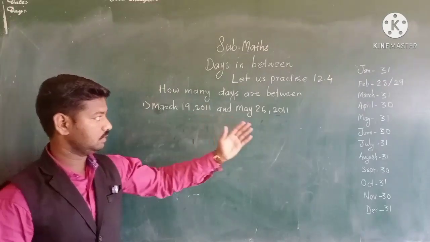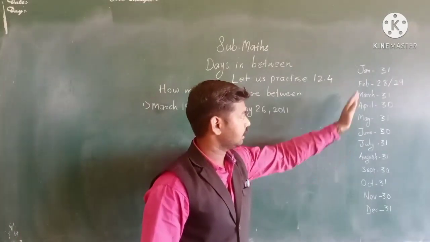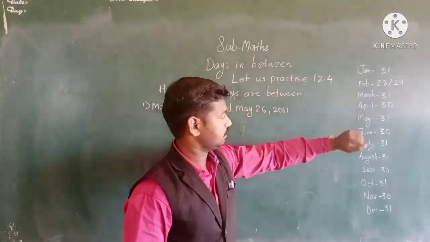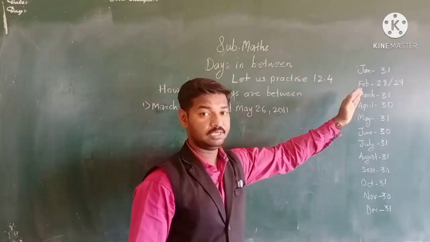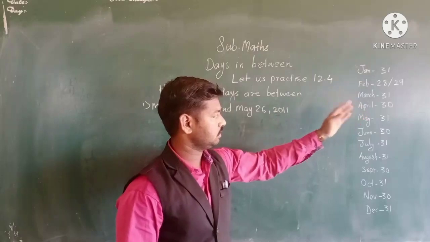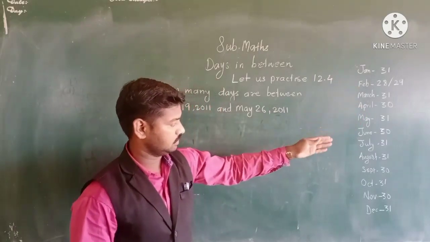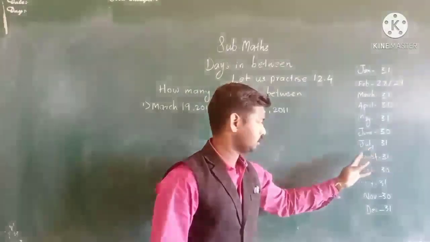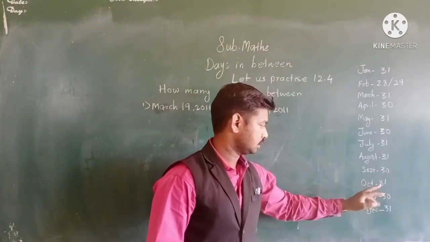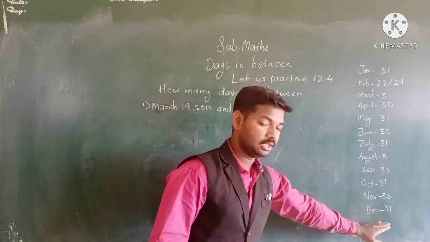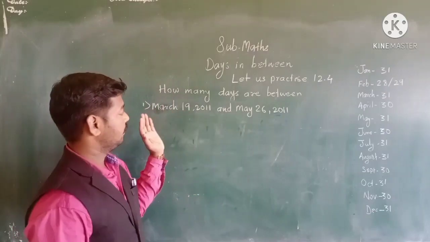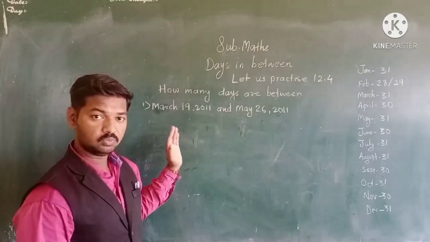See, I have written here the months and the number of days. In January there are 31 days, February 28, and whenever it is a leap year, 29 days. Then March 31, April 30, May 31, June 30, July 31, August 31, then September 30, October 31, November 30, and December 31. So it will be helpful for us for finding the days between the given two dates.